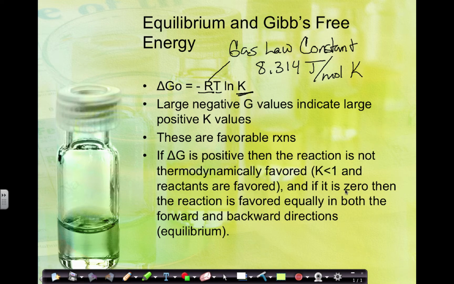And then if it happens to be equal to 0, delta G is equal to 0, then that means that the forward rate and the reverse rate will be equal to each other.